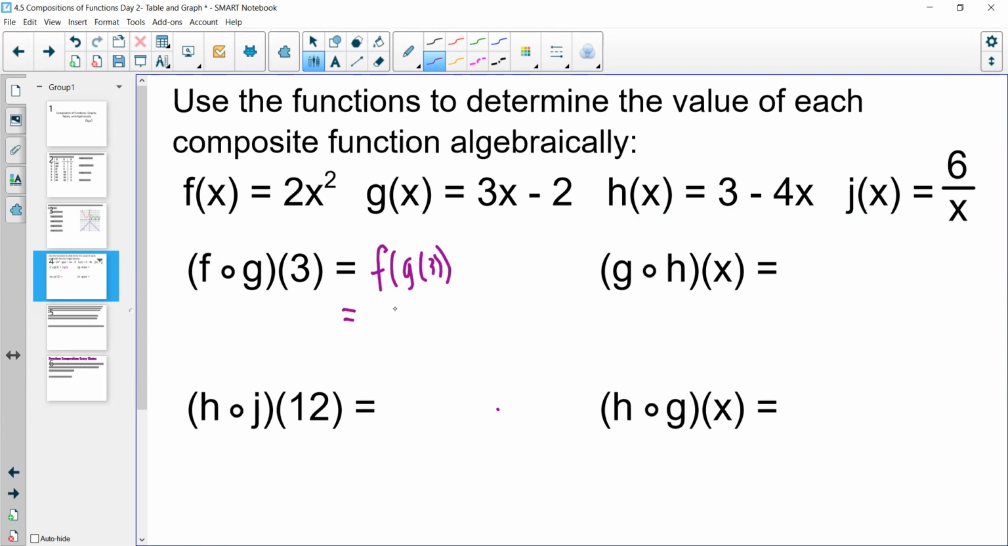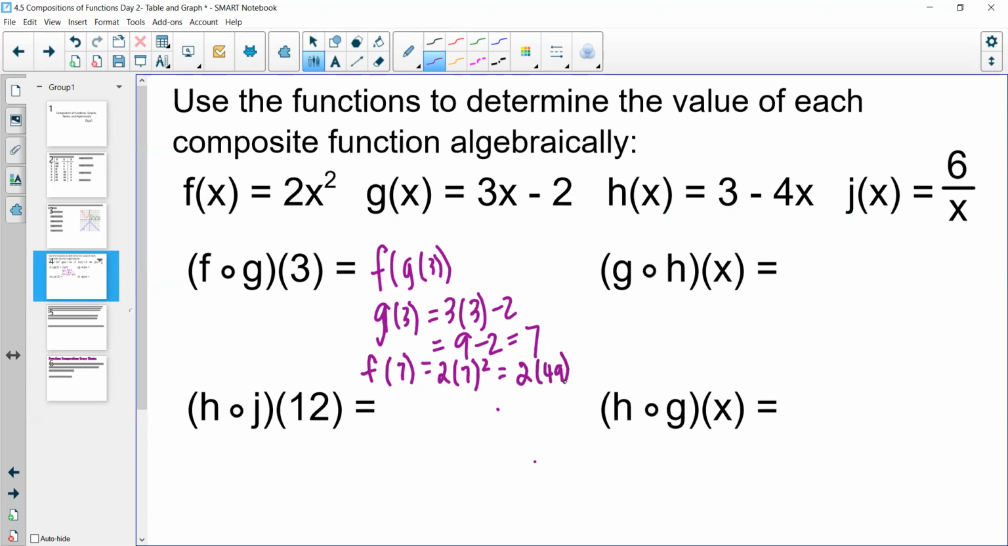So we've got g of 3, which is equal to 3 times 3 minus 2, or 9 minus 2, which is 7. So g of 3 equals 7. Then we can evaluate it in function f by putting 7 in there, and we've got 2 times 7 squared, or 2 times 49, and 2 times 49 is going to be 98. So that is what that function is evaluated at.